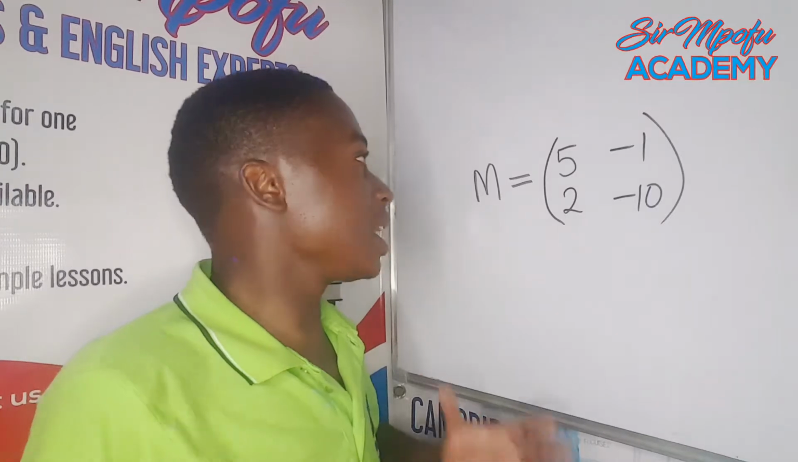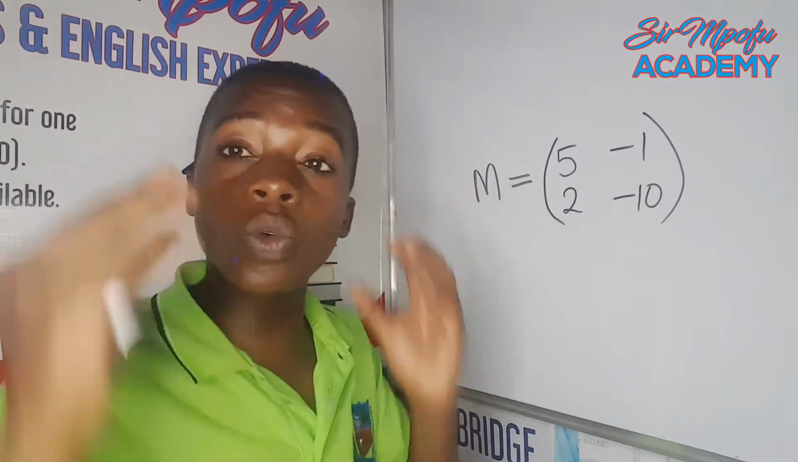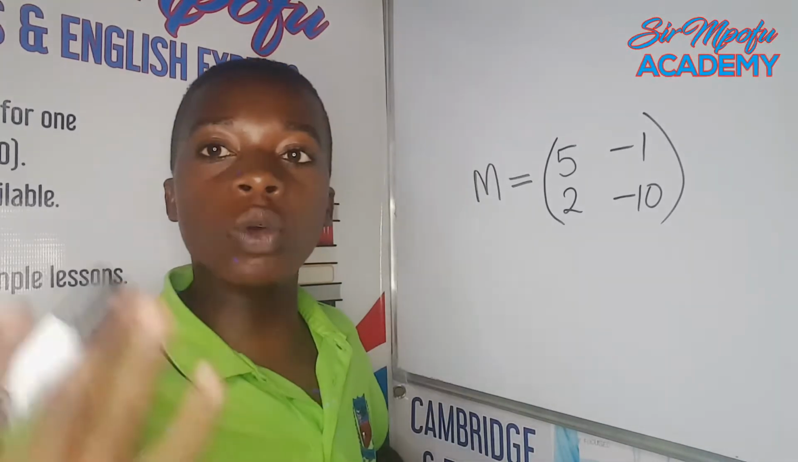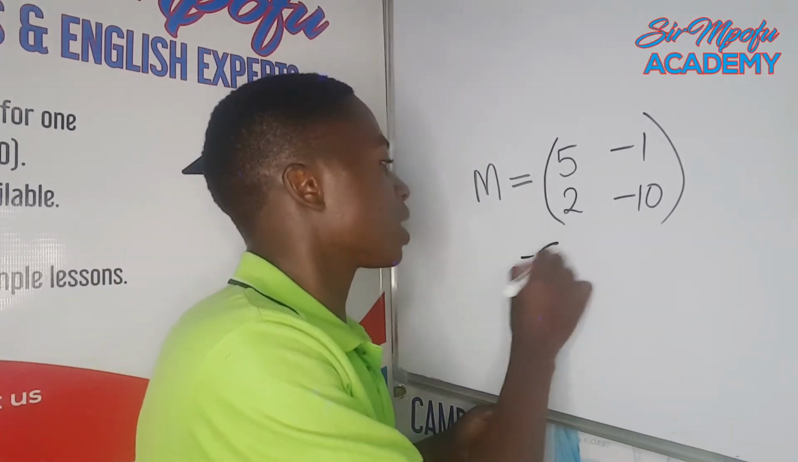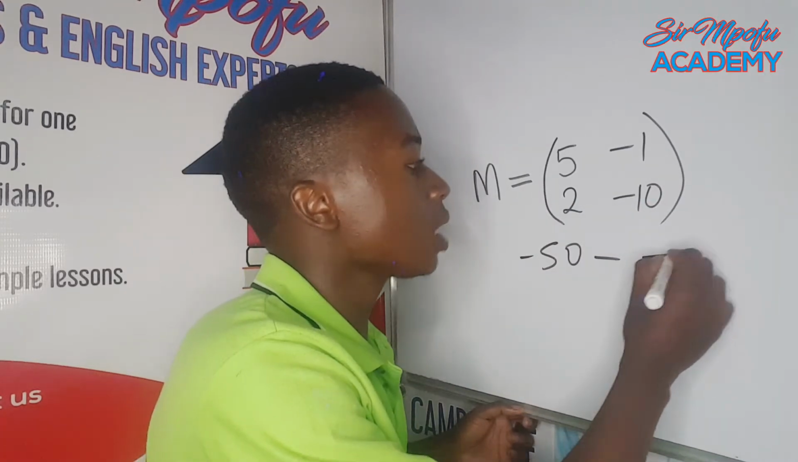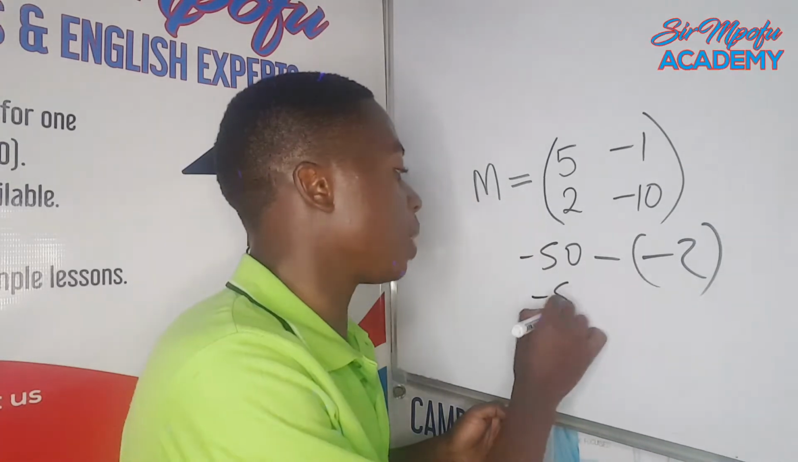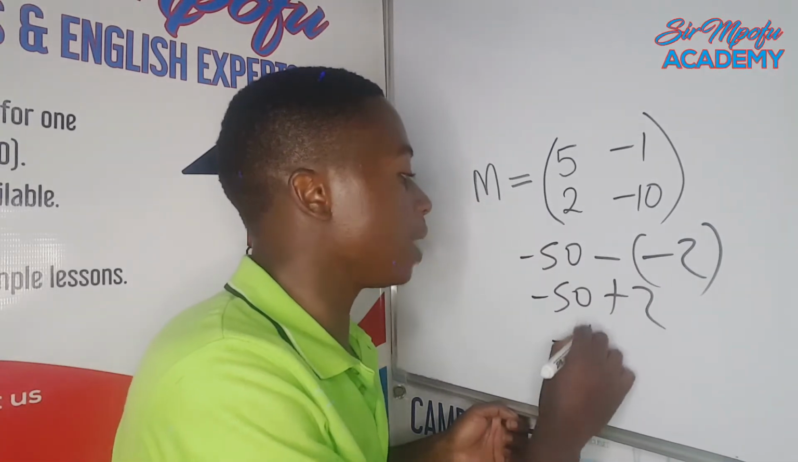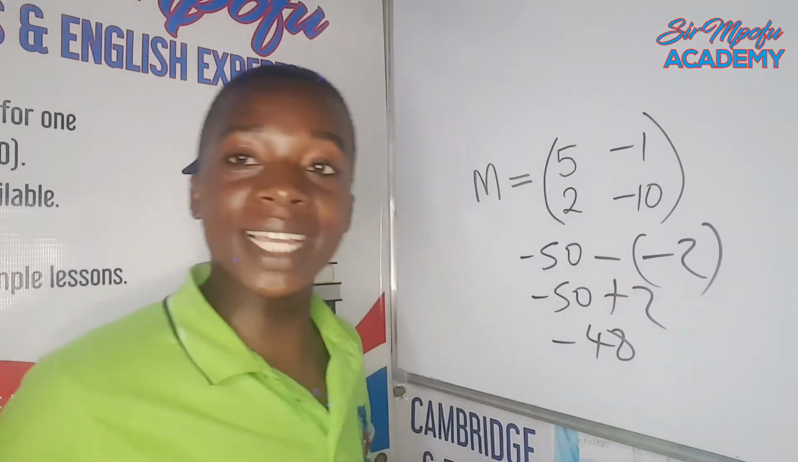Our second example, let's say we are given that matrix M is equal to 5, minus 1, 2 and minus 10, and we are asked to find the inverse. The first thing is to find the determinant. And how do you get the determinant? 5 times minus 10, that's minus 50. Minus 2 times minus 1, that is minus 2. Remember, this becomes a positive. So this is the same as minus 50 plus 2. So our answer here becomes negative 48. So our determinant in this case is negative 48.